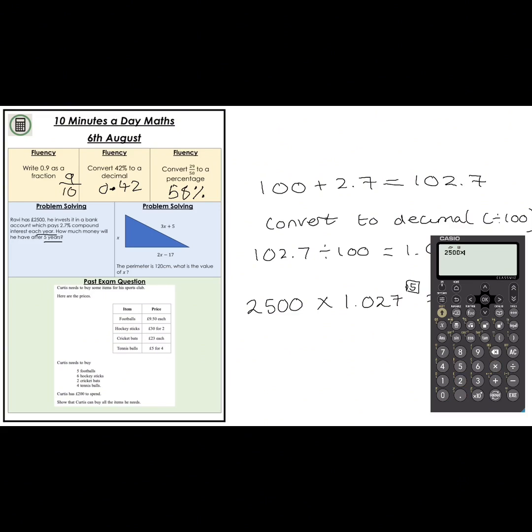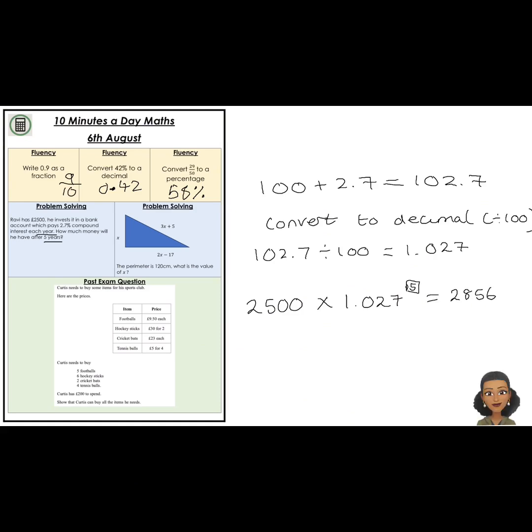And if we put that in our calculator, the answer that we get is £2,856.22. Okay, we're rounding, even though you can see you've got more decimals there, we have to round it to the nearest pence, which in this case would be 22. So if we look here, we've got £2,856.22 as that answer.